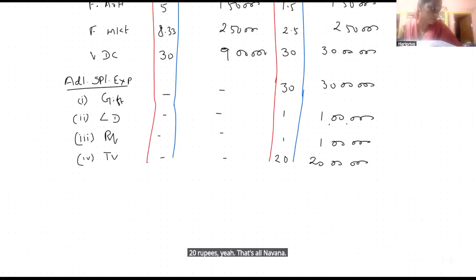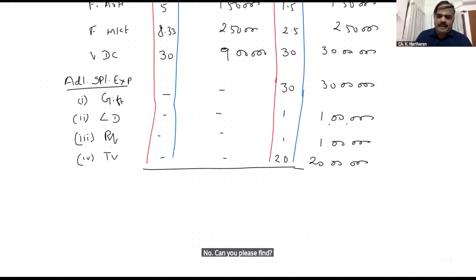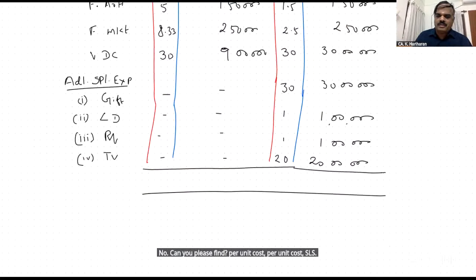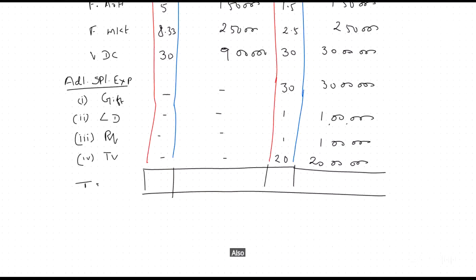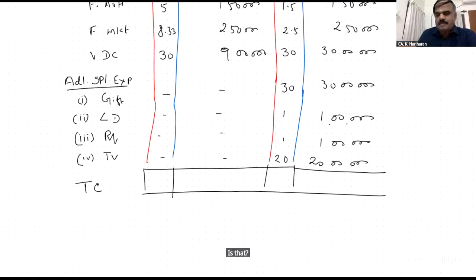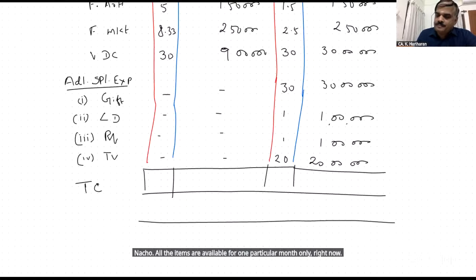Now, can you please find the per unit cost as well as the total cost? In the per unit column you also have to compute the total. All the items are available for one particular month only.